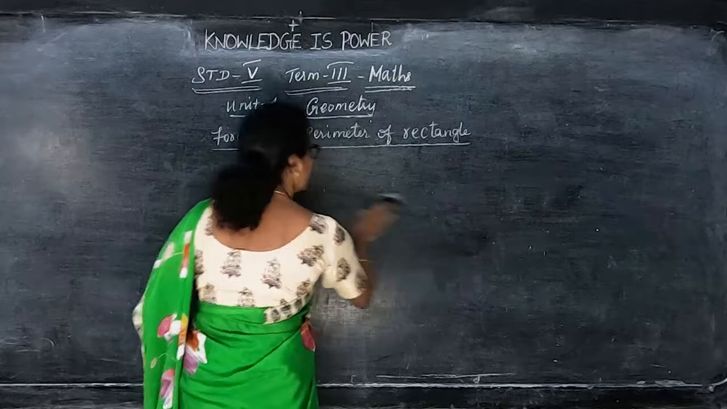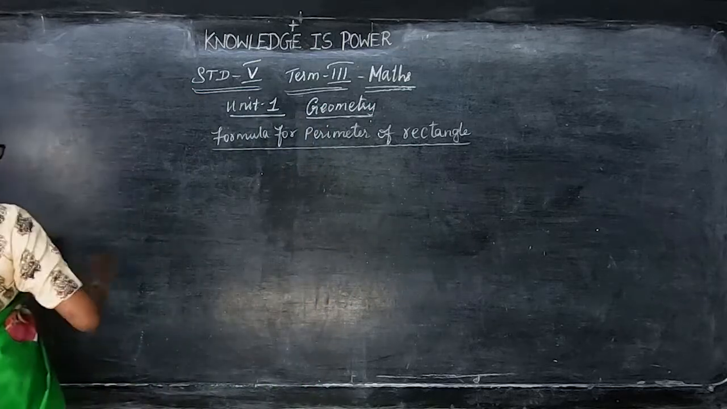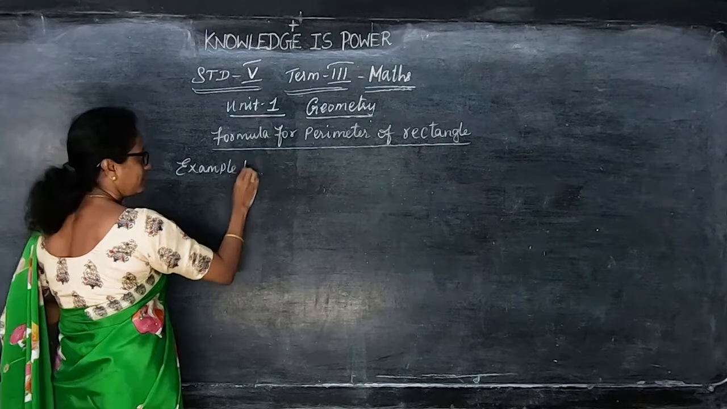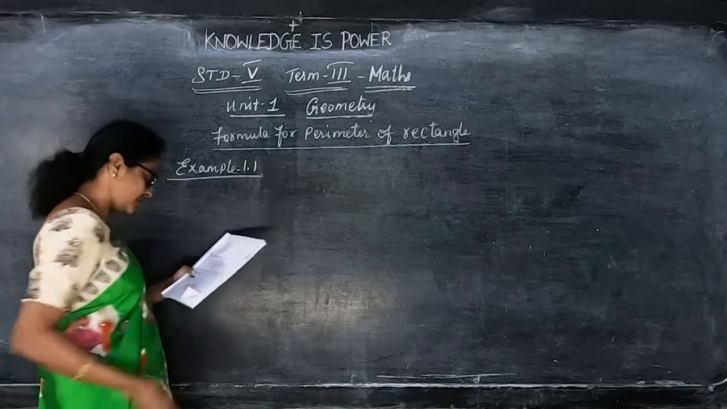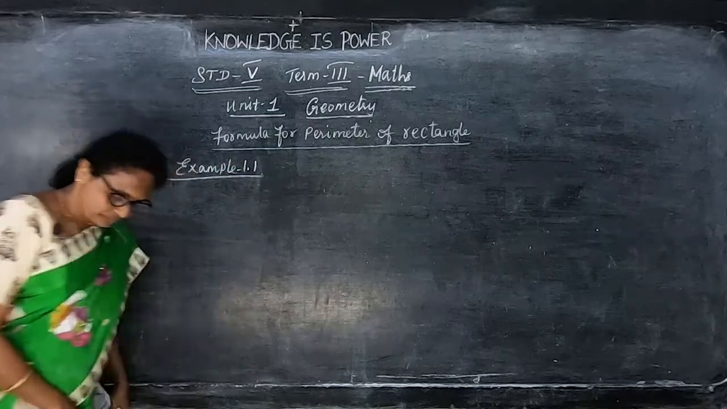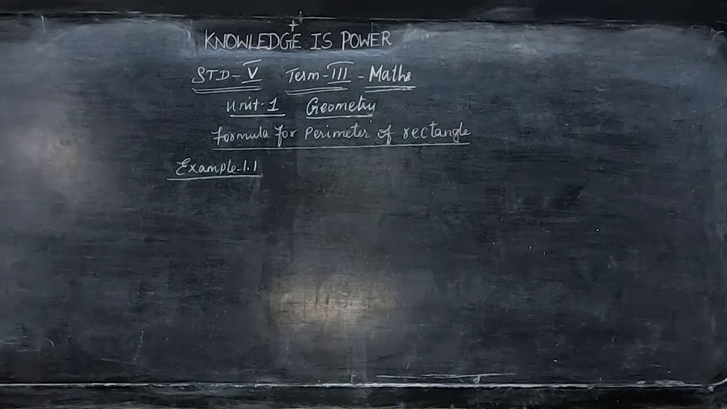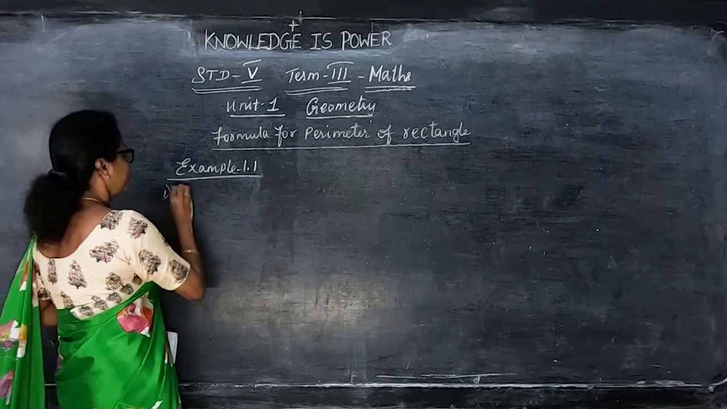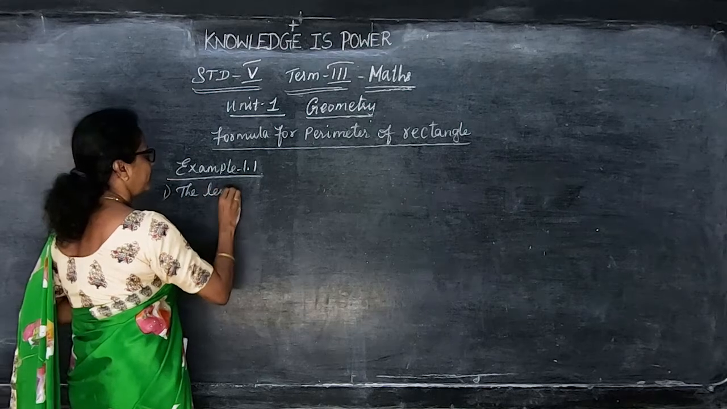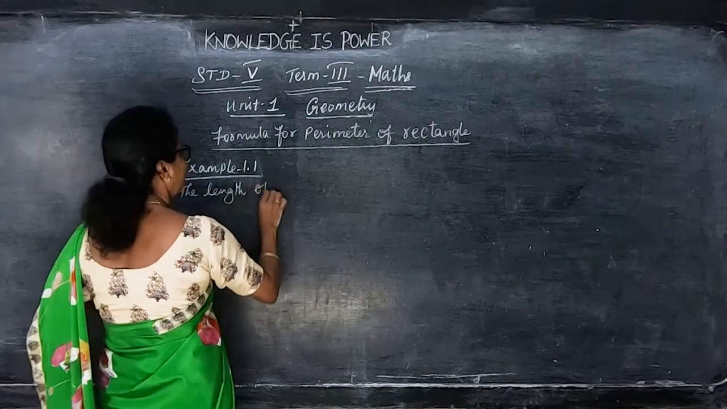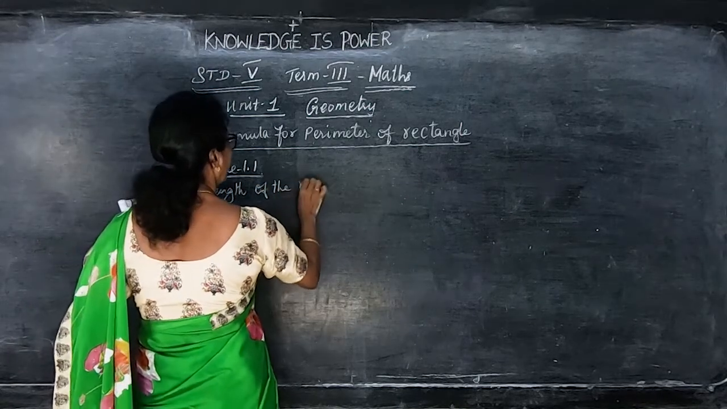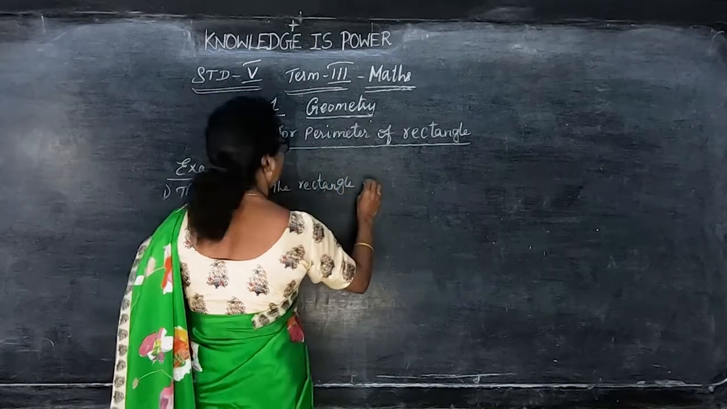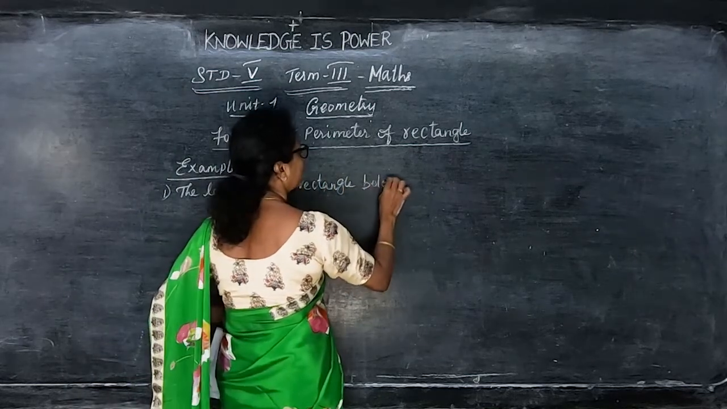Here we are going to see example 1.1. Example 1.1 we can see. The length of the rectangle. The sum I am writing this, listen carefully. The length of the rectangle. They will give the problems like this only, children. The length of the rectangle. Below they are given one picture also.